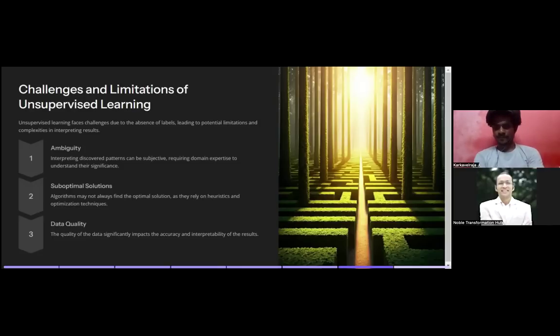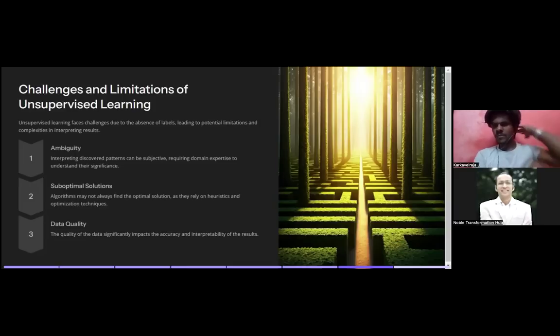Yes, guys. So, challenges and limitations of unsupervised learning. Ambiguity. Interpreting and discovering patterns can be subjective, and requires a domain expert to understand their significance. You need a domain expert also, including data scientists, or if you are a data scientist, you need other AIML experts also. Building a great model, you need domain experts also. They will tell you what is happening, if there is ambiguity.